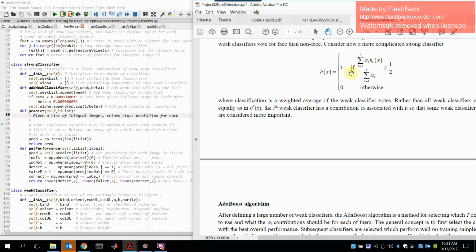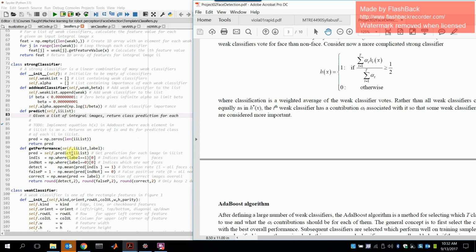So basically, you need to calculate this thing here. You need to sum all of that and check if it's greater than 1/2, and that will determine whether it's classifying 1 or 0. But this II is a list of integral images. So you're going to return a list for all of the different x's. You have a list of lots of little x's, and you need to return a list of what their predictions are. That's actually the only thing that you need to implement for the strong classifier.